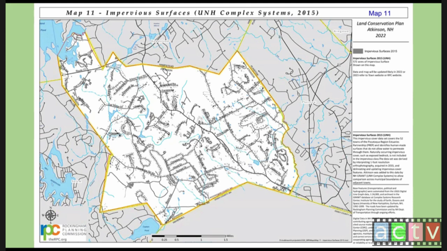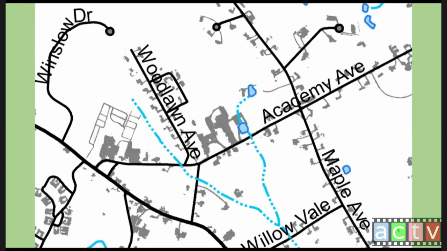Okay, here's the impervious surface map. Let me see if I can zoom in on here. Yeah, the light gray areas are either parking lots or roofs, and the dark areas, other than the lettering, are streets. So this is something I think that the master plan keeps track of over time.